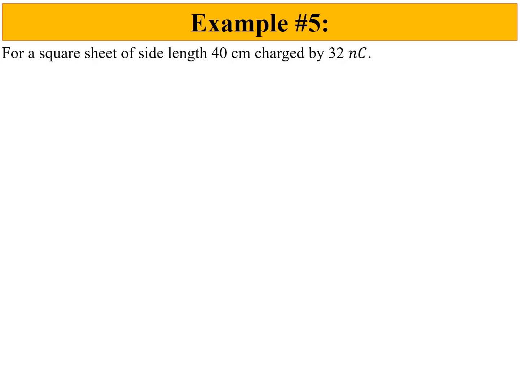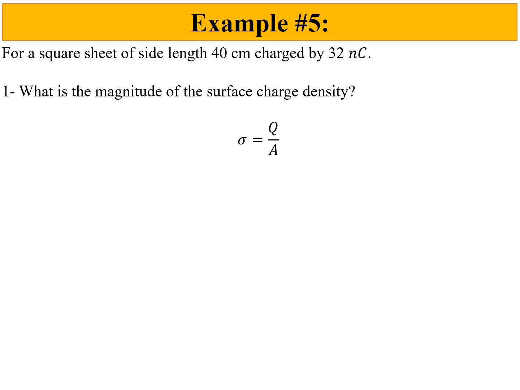Let us take an example here. If we have a square sheet of side length 40 centimeter charged with a charge 32 nanocoulomb, find the magnitude of the surface charge density. Sigma equals Q over A. And if you plug in the numbers, of course, you know how to find the area of a square, you just square the side. So you will find that sigma is 0.2 microcoulomb per meter squared.